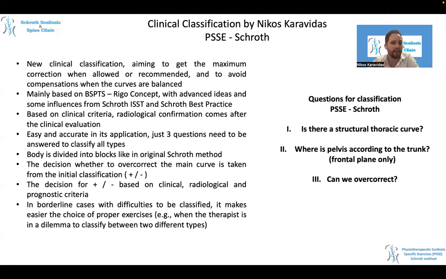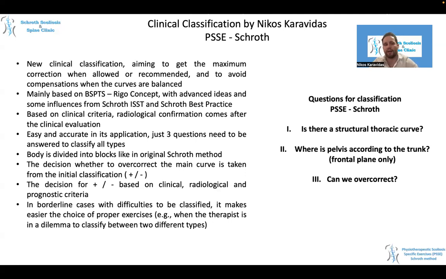Our classification is very easy and accurate in its application, and you just need to answer 3 questions to yourselves to classify all types. You will see the questions later on. The body is divided into blocks like in the original Schroth method, so it's the same for our school. And a very important decision, whether to overcorrect the main curve, is taken from the initial classification with the signs plus or minus. This decision for plus or minus is based on clinical, radiological, and prognostic criteria.